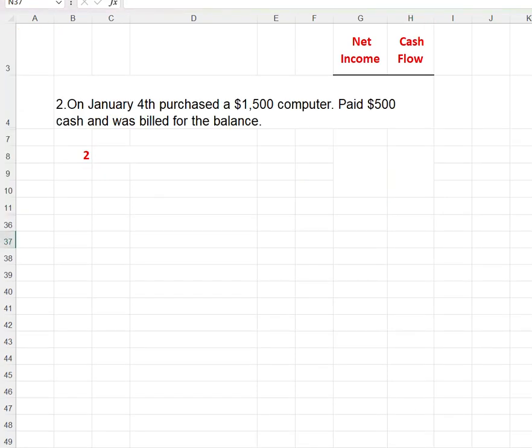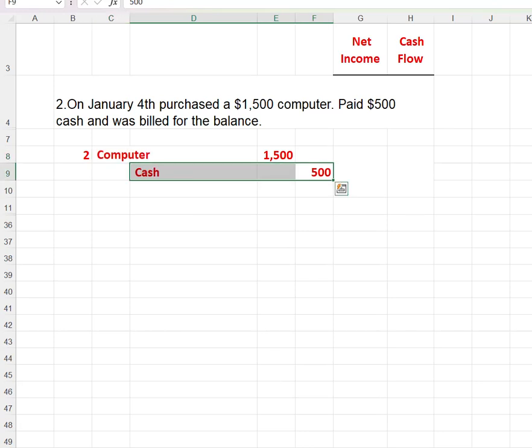On January 4th, we purchased a $1,500 computer. This would be an increase in an asset, computer, $1,500. We paid $500 in cash, so cash decreases, and we decrease assets with credits. So we credit cash $500. And we were billed for the balance, so we have an increase in accounts payable for $1,000.